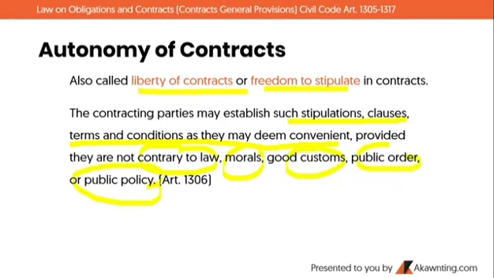So, in short, under the autonomy of contract, which is a characteristic of contract, pwede tayong gumawa ng kahit anong klaseng kasunduan. Okay, basta hindi ito labag sa batas, sa morals, good customs, public order, and public policy. So, tatandaan lang natin yun. Okay? So, that is number 2, autonomy of contracts.